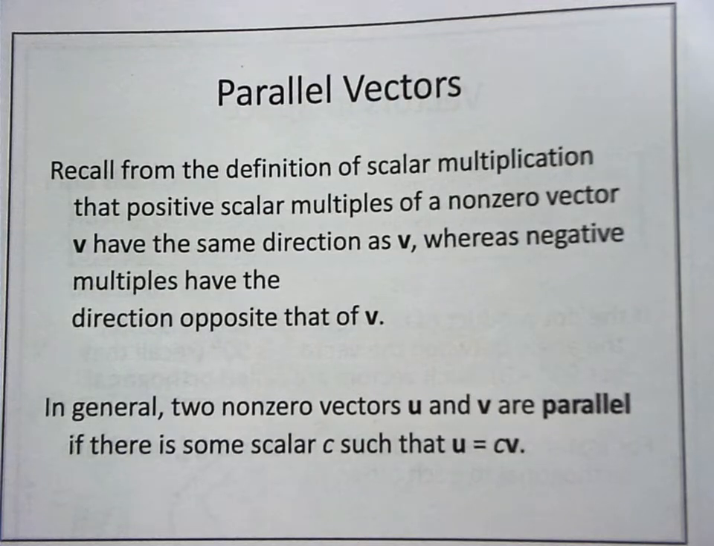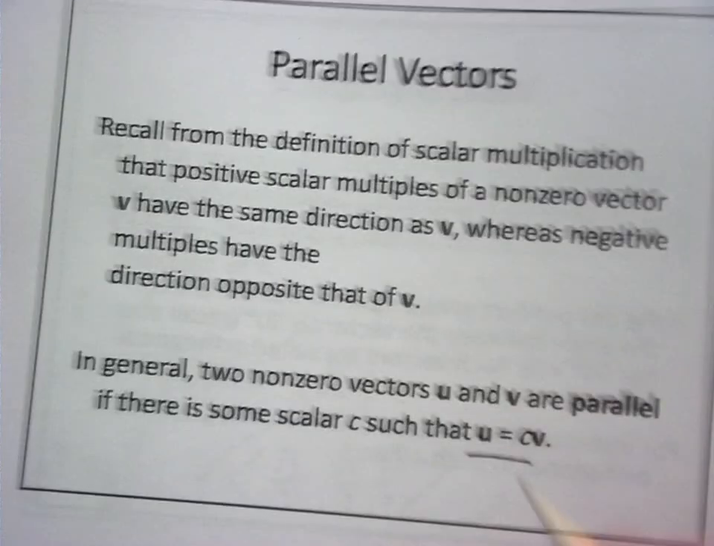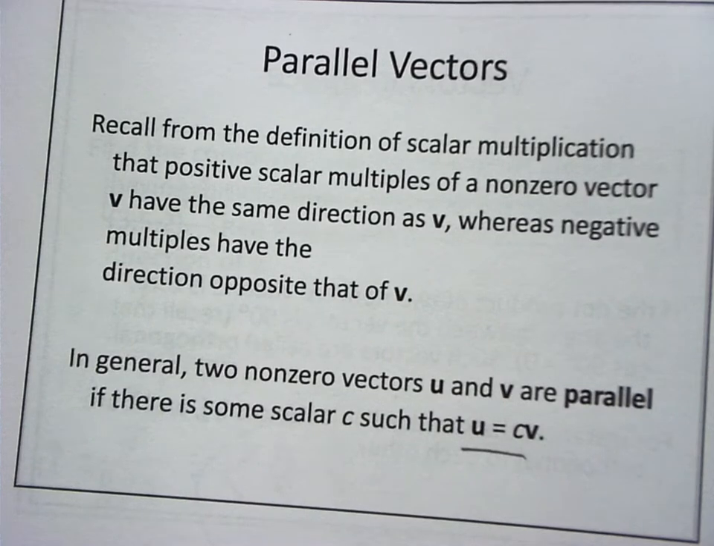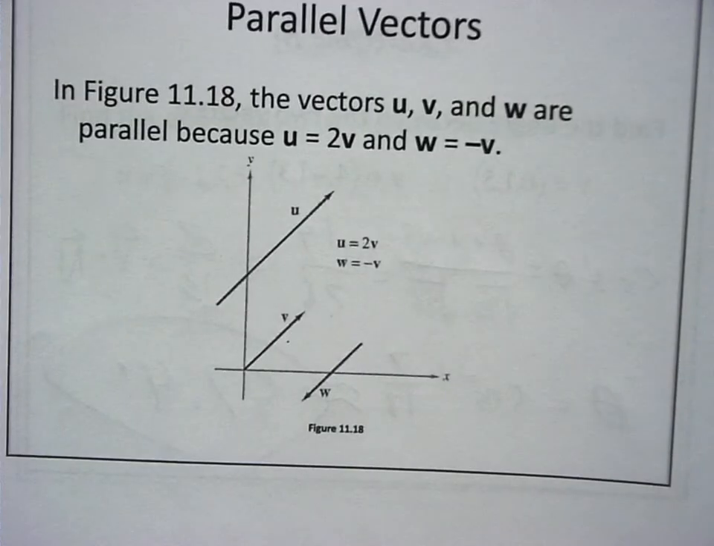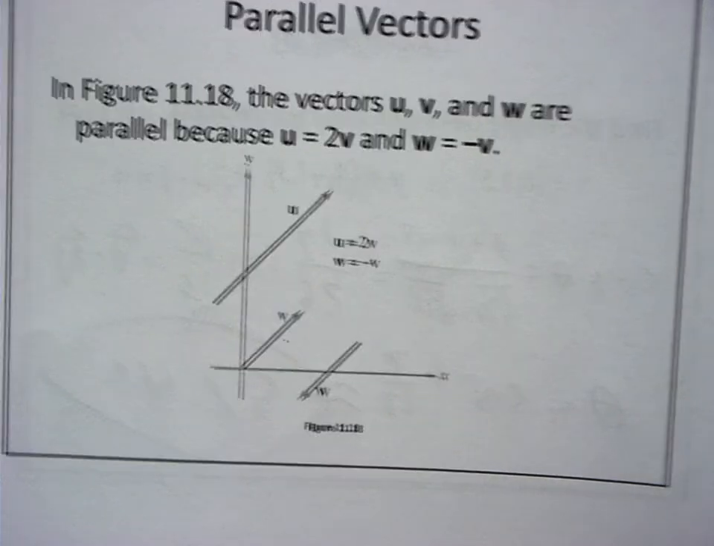Okay? So as long as I can show this statement to be true, they're parallel. So all three of these lines would be considered parallel to each other, because they all are going the same direction, they're just not at the same location. And even going the opposite direction is just multiplying by a negative.